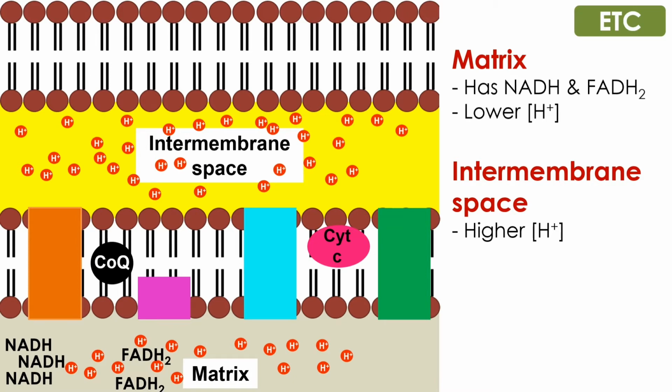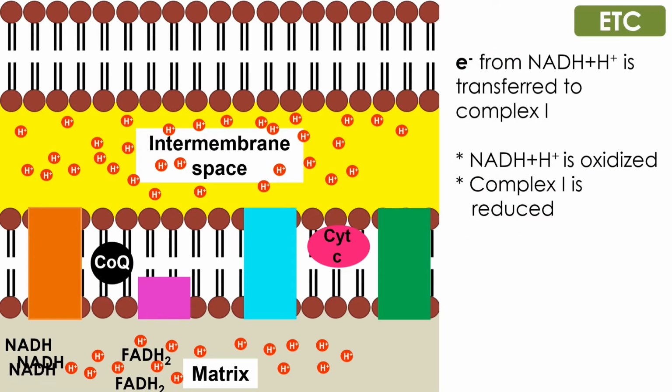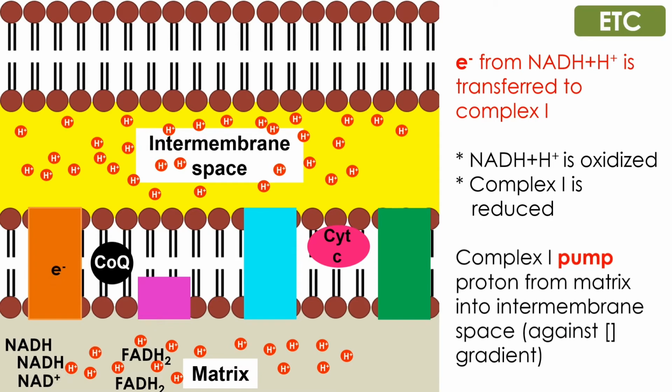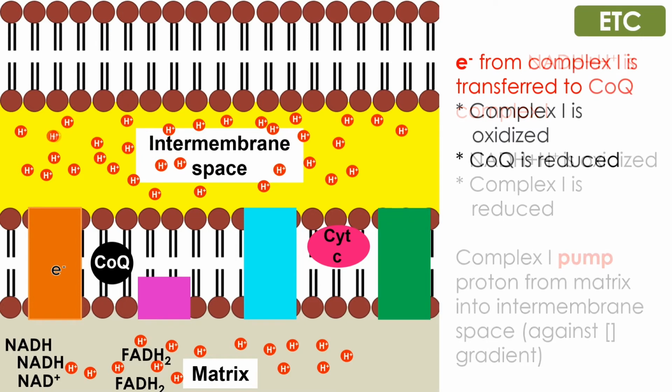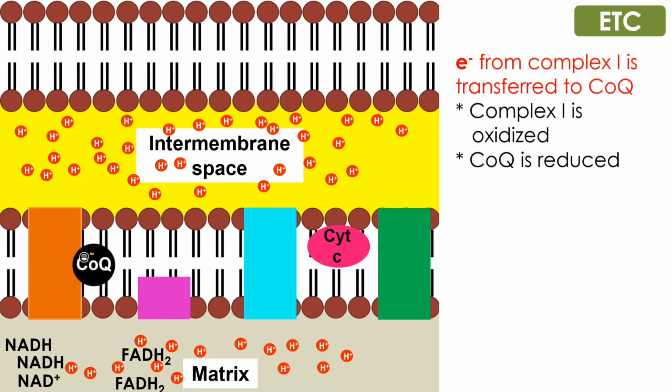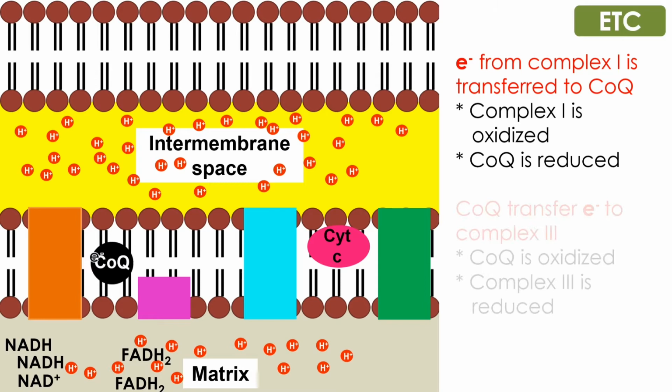The electrons used in the electron transport chain came from oxidation of NADH as well as FADH2. Oxidation of NADH will occur at complex 1, which releases electrons. The energy from the electrons is used by complex 1 to pump protons from the matrix into the intermembrane space against their concentration gradient. Next, a mobile electron carrier molecule will transfer electrons from complex 1 to complex 3.